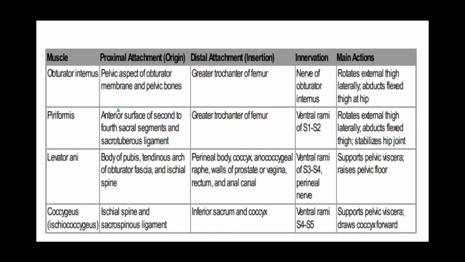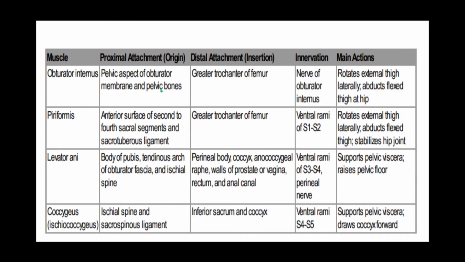So let's look briefly at the proximal and distal attachments of some of these muscles, what they do, and their nerve innervations, or the nerves that subserve them. So the obturator internus muscle: the origin, the proximal attachment, is the pelvic aspect of the obturator membrane and the pelvic bone. And why is it being called the pelvic aspect?